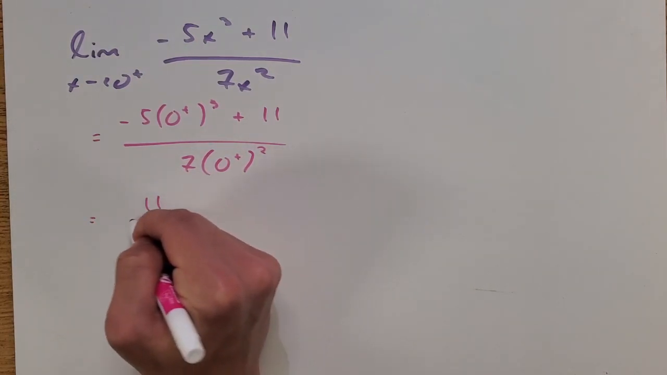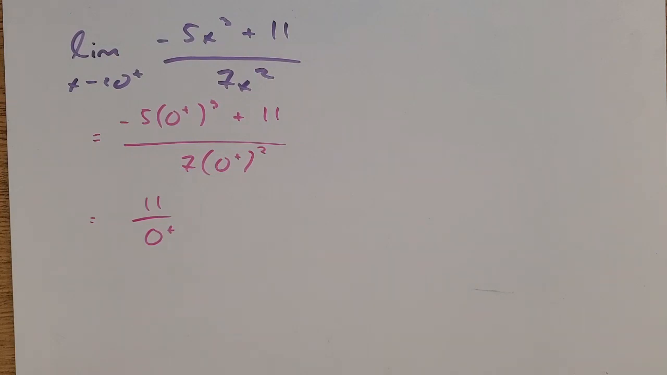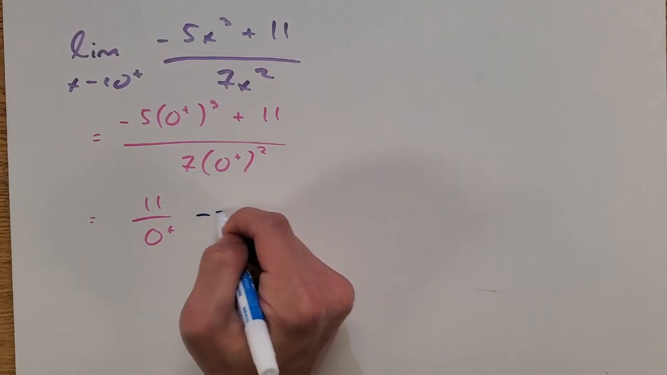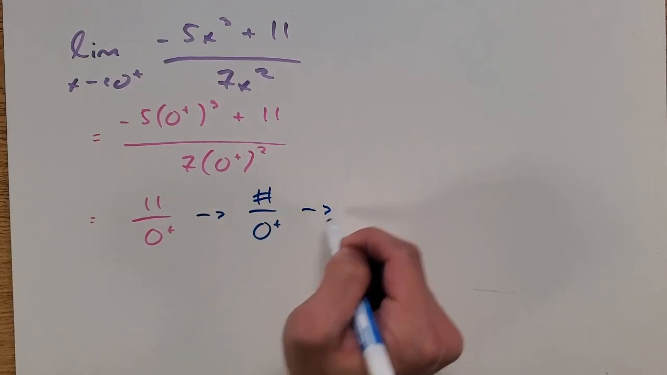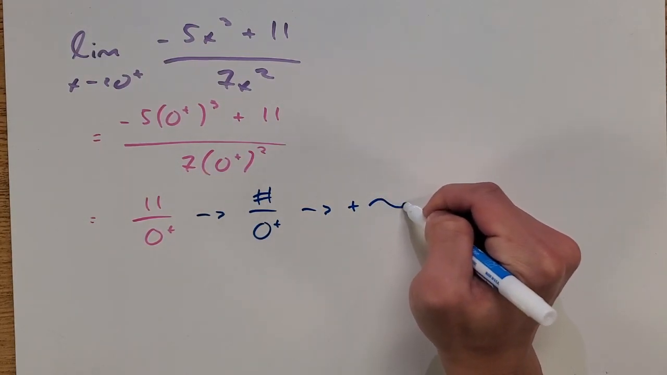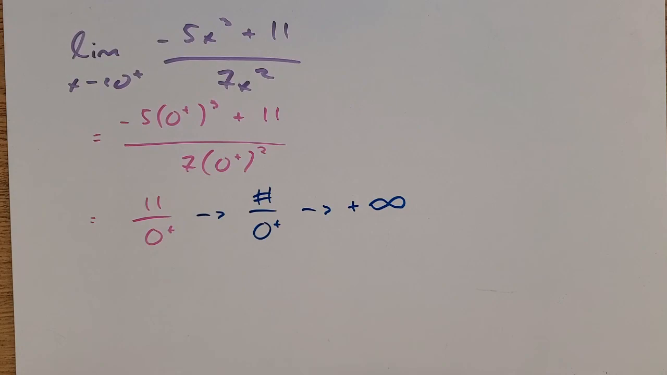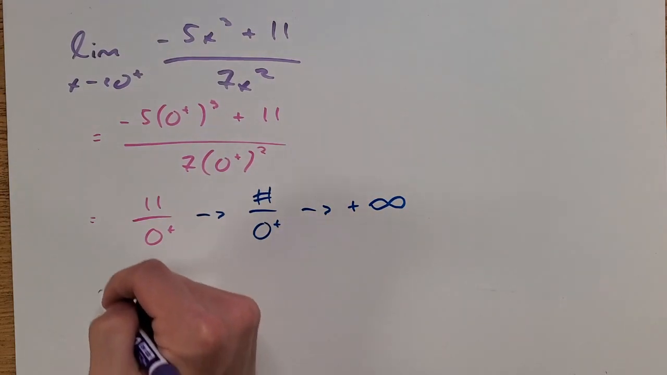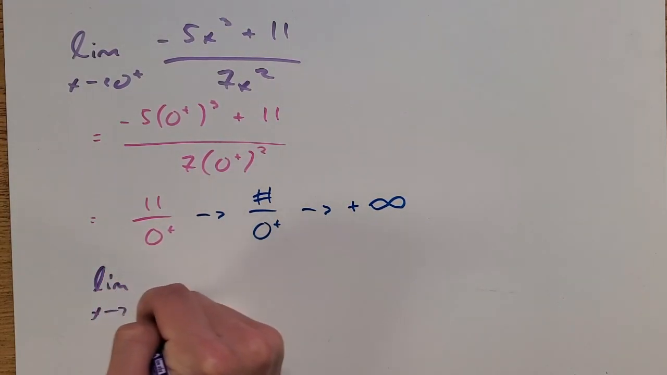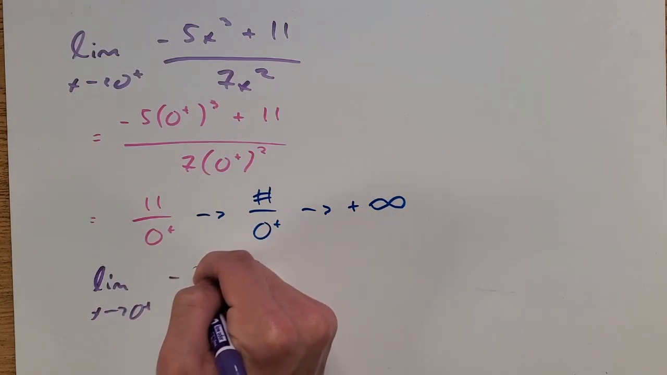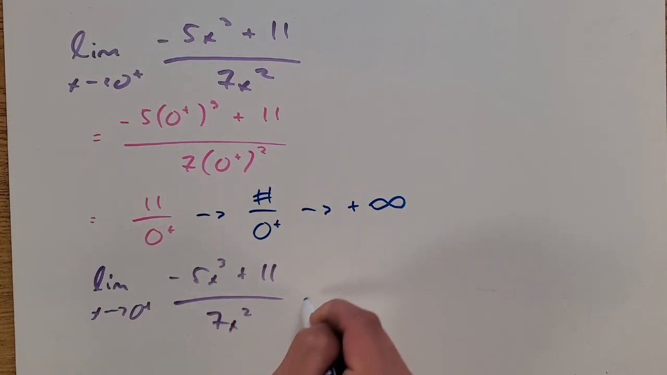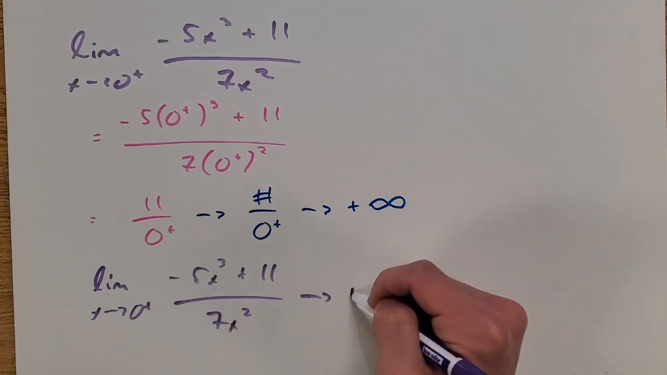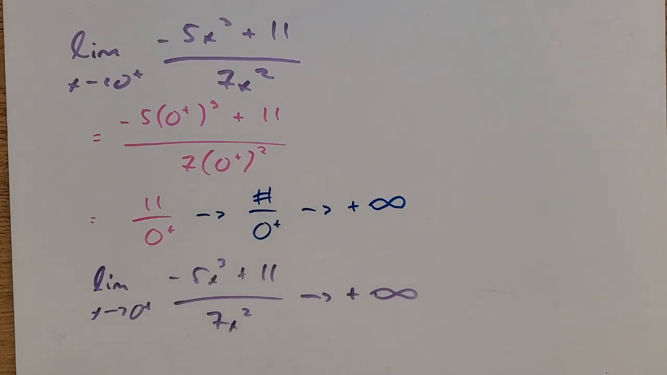Now we simplify. Notice that 11 over 0 positive is a number over 0. Using our rules, we know that a number over 0 positive goes to positive infinity. Therefore, the limit as x approaches 0 positive of negative 5x cubed plus 11 over 7x squared is positive infinity.